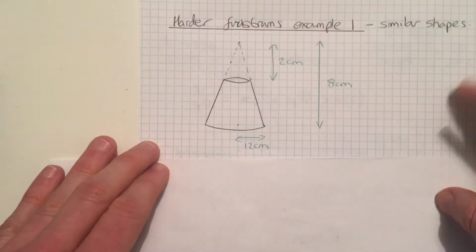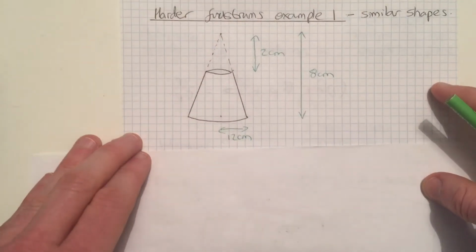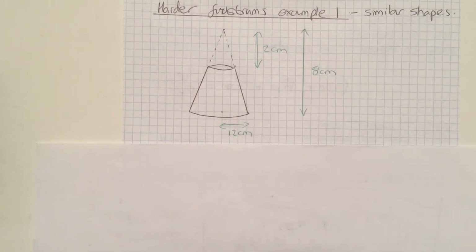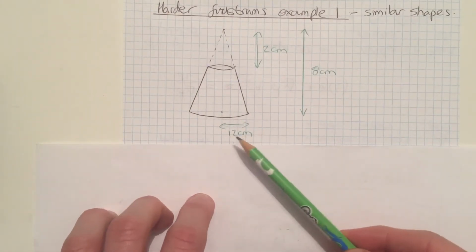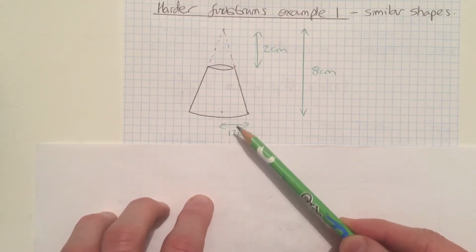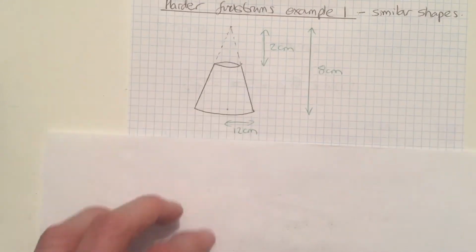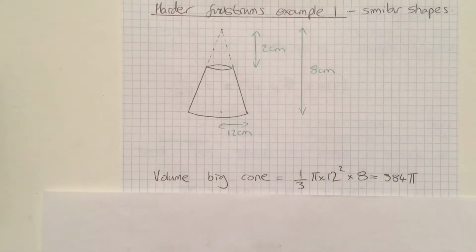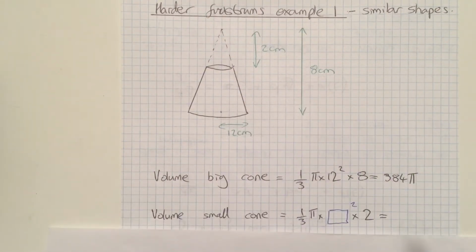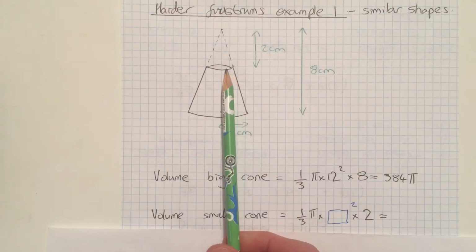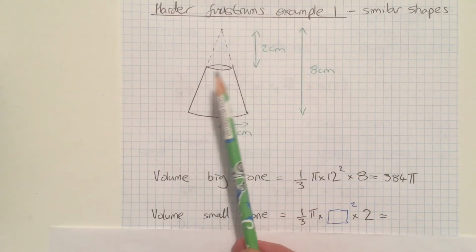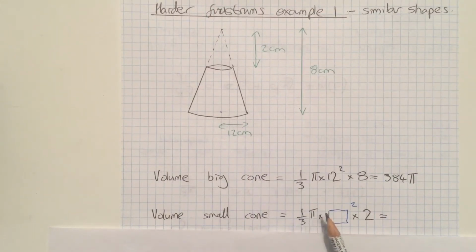So this gets a bit more complicated and also a bit more realistic when we are required to work out extra information for ourselves. In this question here, you can see I've got the radius of the base of the big cone, and I've got the height of the big cone, so I can work out the volume of the big cone easily, just like before. When it comes to the small cone, I don't know the radius of the small cone, unfortunately. I know the height, but I don't know the radius. So in order for me to work out the volume of the small cone, I need to work out the radius first.